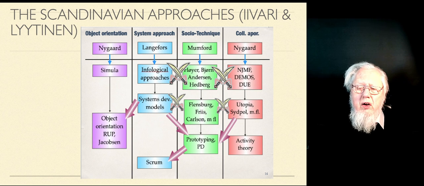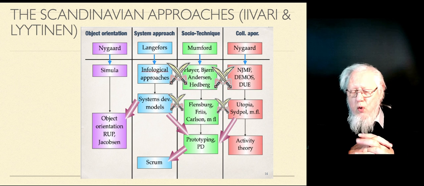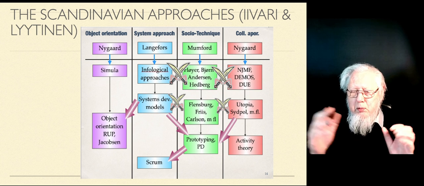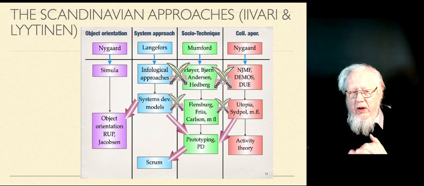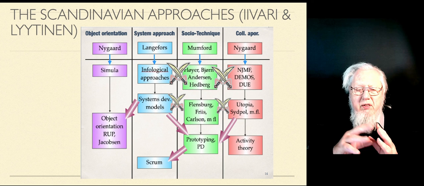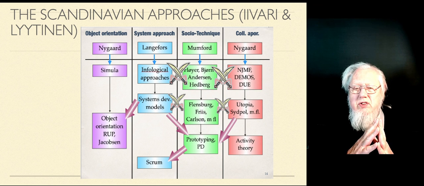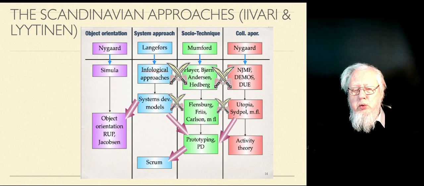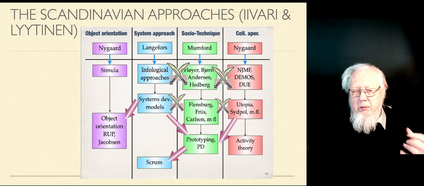Johan Iivari and Kalle Lyytinen have also a similar description. Four approaches, but the radical approach is not described here. Instead, they have identified the object orientation, launched first by Kristen Nygaard in his Simula, the first object-oriented language, which was over the years developed to an object-oriented approach, which ended up in RUP by Ivar Jacobson.